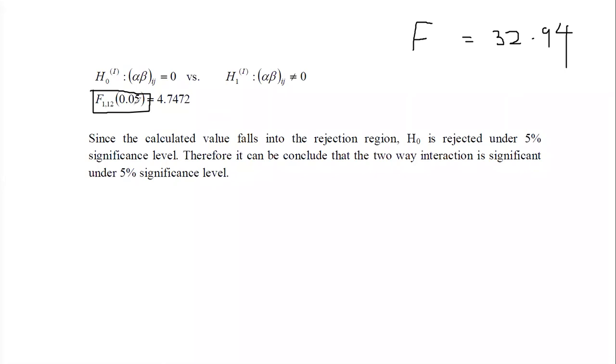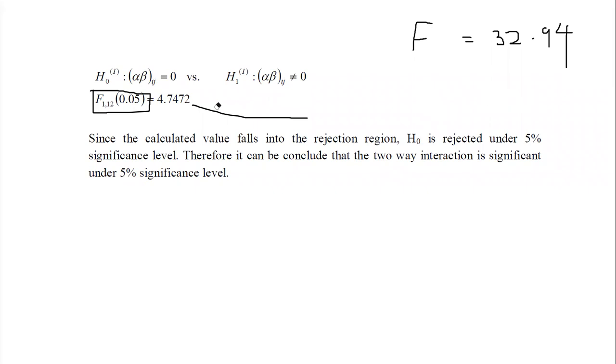To identify the critical value, we need to use the degrees of freedom in interaction and the degrees of freedom in error. According to the ANOVA table, you can see that degrees of freedom for interaction was 1 and degrees of freedom for error was 12. Therefore, you can refer to the F table to obtain this value. The obtained value is now equal to 4.7472. Now you have to compare these two values.